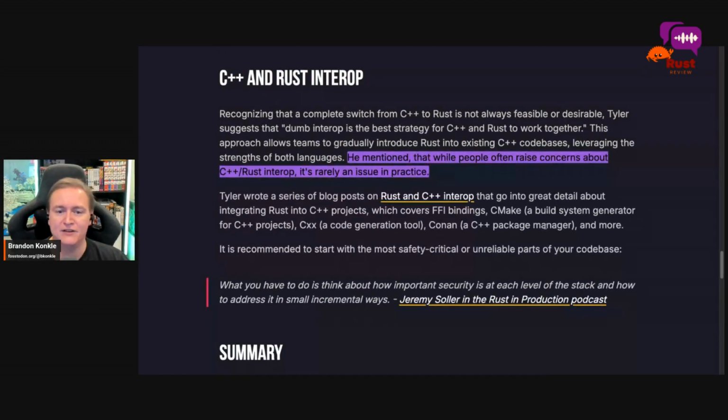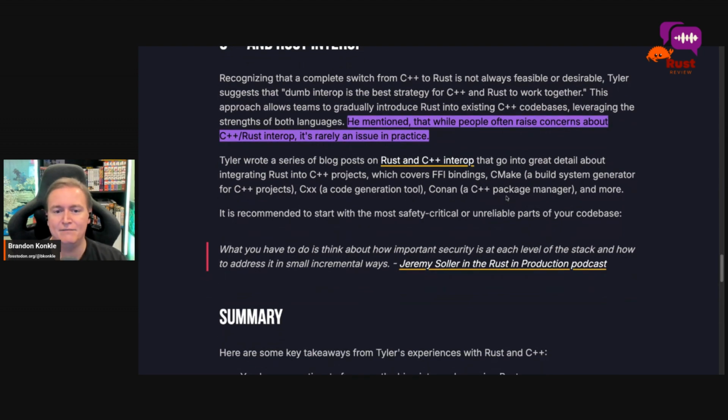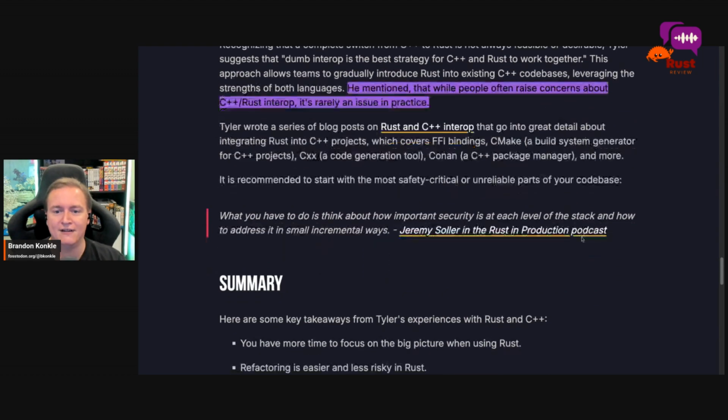One kind of misnomer he called out is that a lot of people are concerned or worried about interop between C++ and Rust, but he said in his experience, it's rarely an issue in practice. And he's got a series of blog posts that talks about integrating Rust into C++ projects and handling FFI bindings and using CMake with it, all kinds of different things.